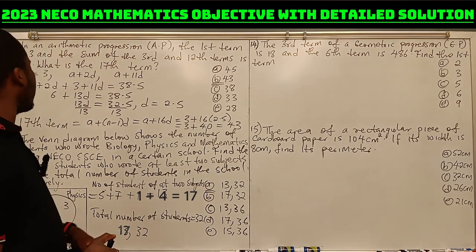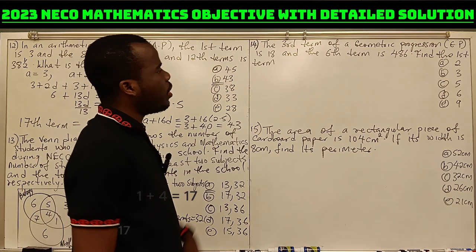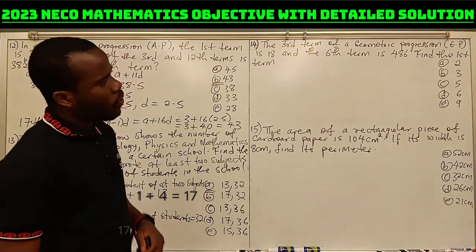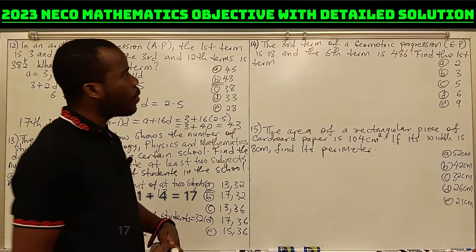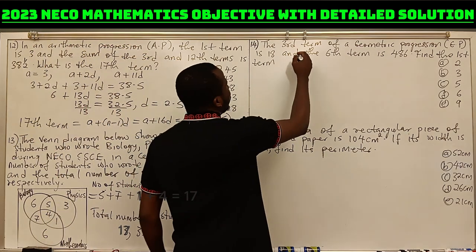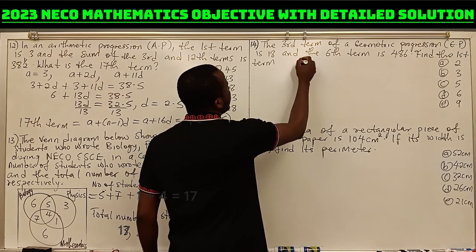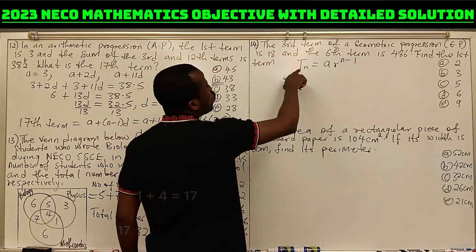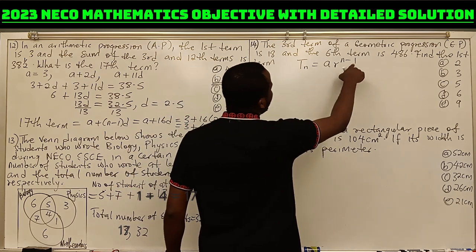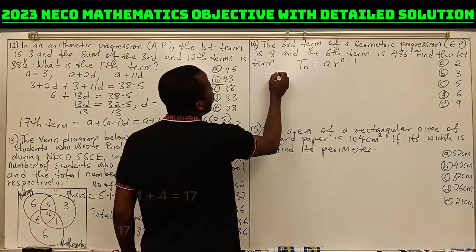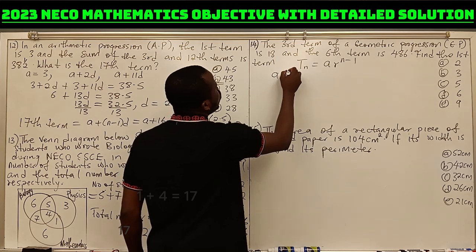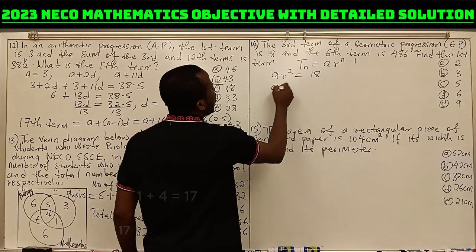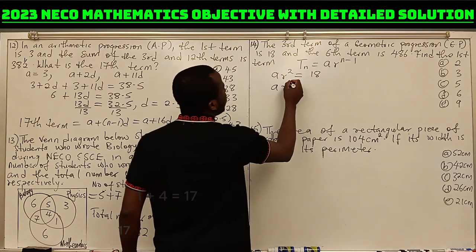Question 14 says the third term of a GP is 18 and the sixth term is 486. Find the first term. So the nth term formula for a GP is a r to the power n minus 1. So the third term will be a r to the power 2, which is 18. The sixth term is a r to the power 6 minus 1, which is 5, is 486.